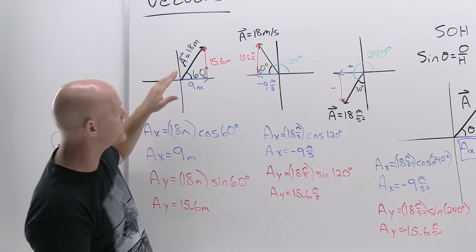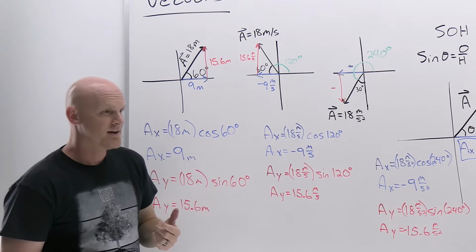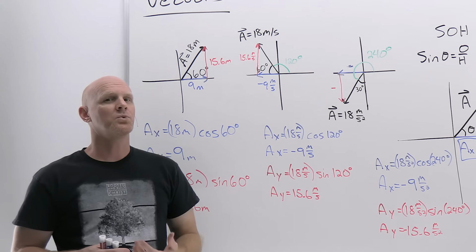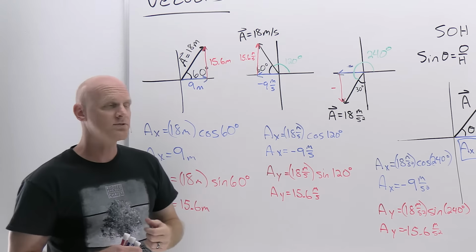Okay, so now we've broken all three of these vectors up into x and y components. And the next step is, well, how do we add vectors? That's a great question. So let's go take a look.